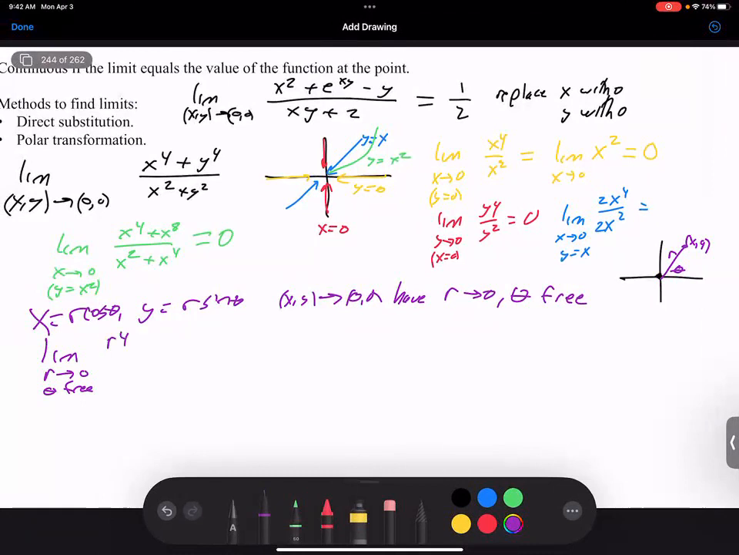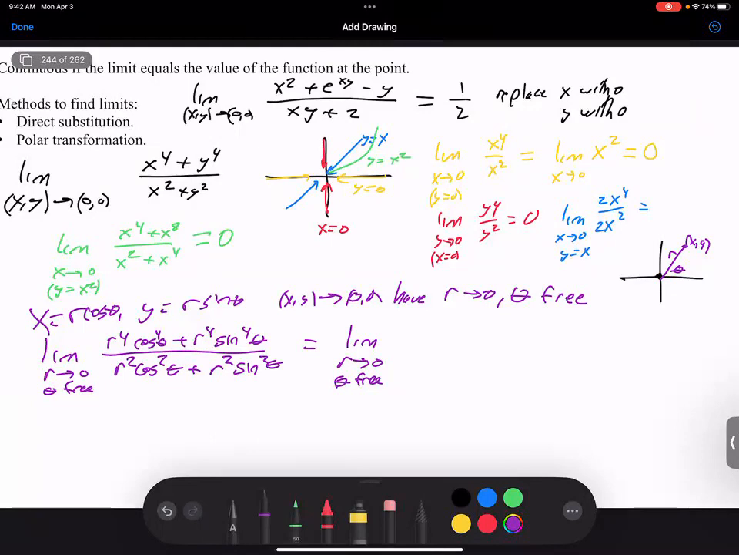It's going to become r to the 4th cosine to the 4th theta plus r to the 4th sine to the 4th theta over r squared cosine squared theta plus r squared sine squared theta. So it's the limit as r goes to 0, theta is free. What does the denominator equal? Almost r squared. And we have an r to the 4th upstairs. So we just get r squared times cosine to the 4th theta plus sine to the 4th theta.